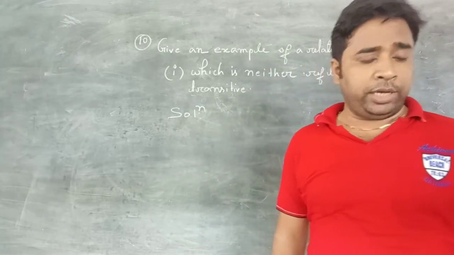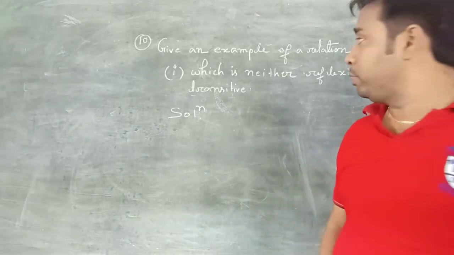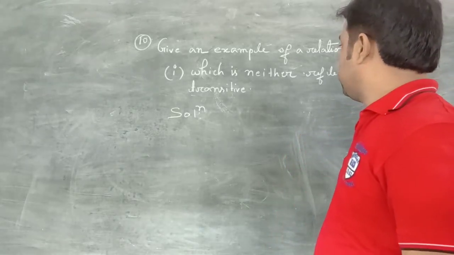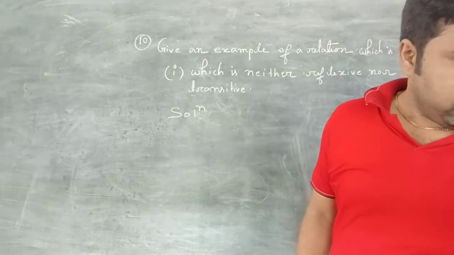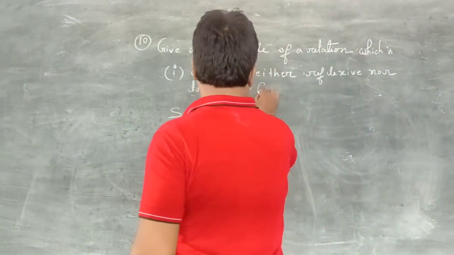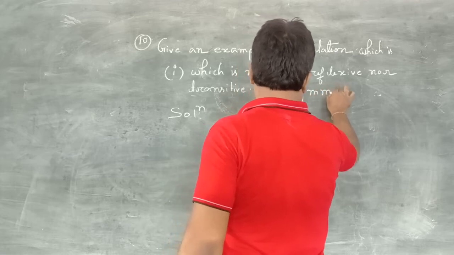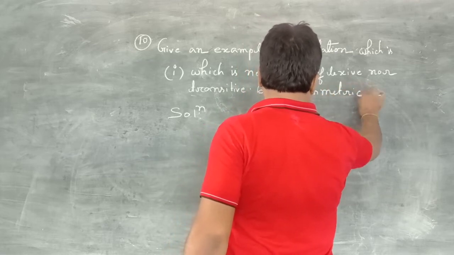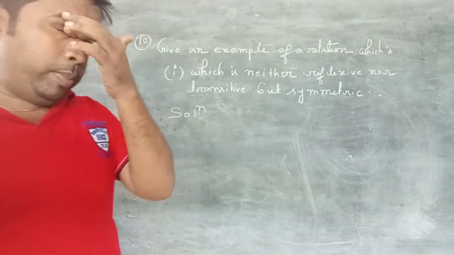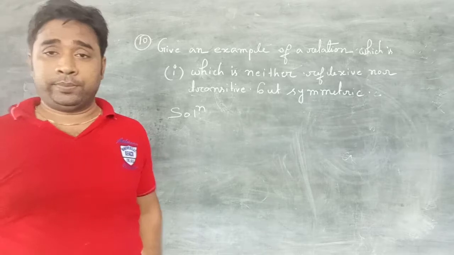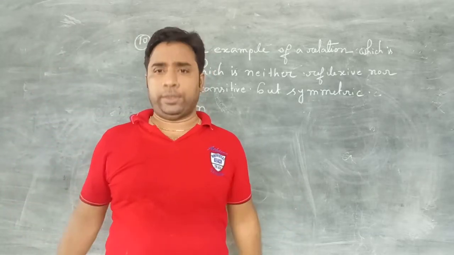Give an example of a relation which is symmetric but neither reflexive nor transitive. The question is: but symmetric. All the questions I shall solve one by one. Remember, whenever you create examples, you have to depend upon the definition.